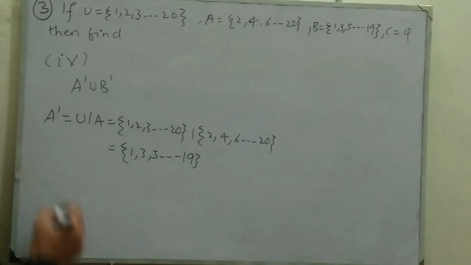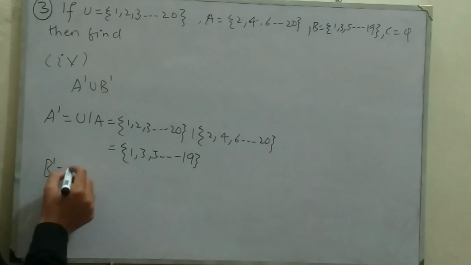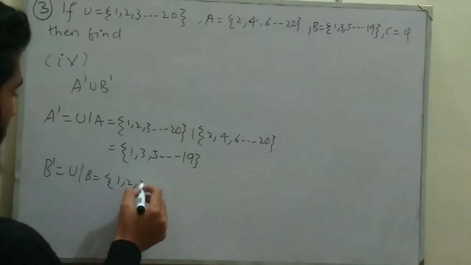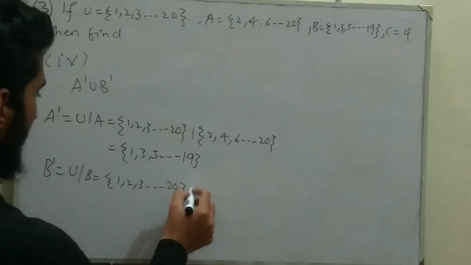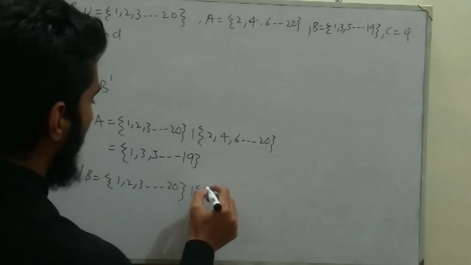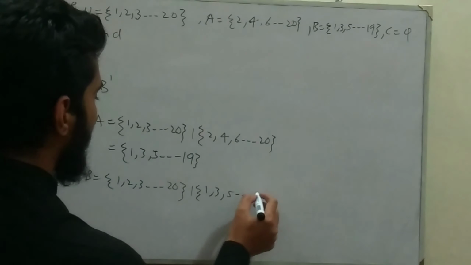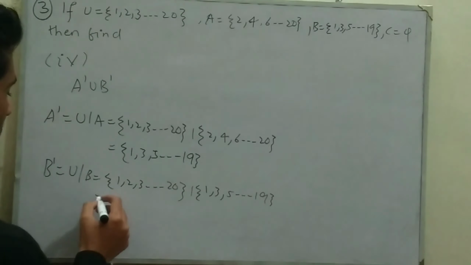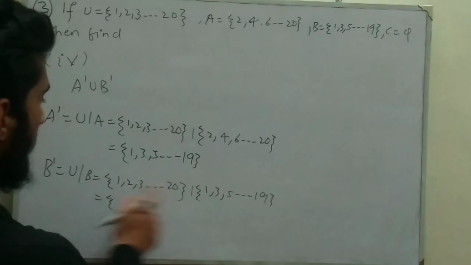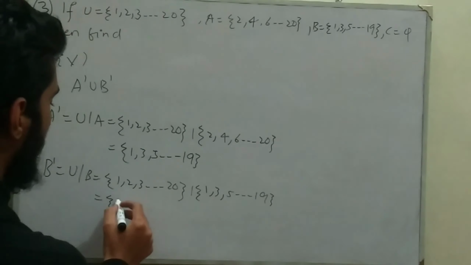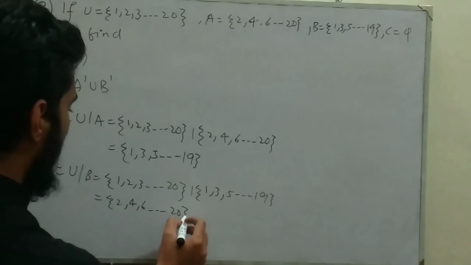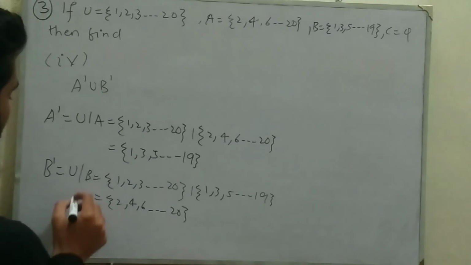Now we find B complement using the same formula, U minus B. U is 1, 2, 3 to 20, minus B, which is 1, 3, 5 to 19. All those elements included in the first set and not in the second set will be our answer. 1 is included in both sets, so it is not in the answer. The answer is 2, 4, 6 up to 20. This is B complement.